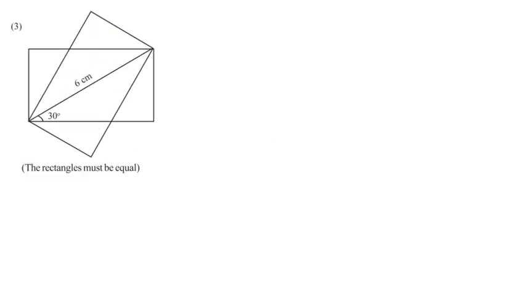Third question. In this figure, you can see two rectangles with the same diagonal, and length of diagonal and angle between diagonals and a side is given. And one more thing is given, both rectangles must be equal. Okay children, first let us consider this rectangle and its diagonal.